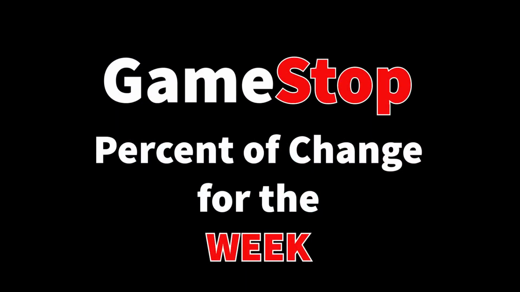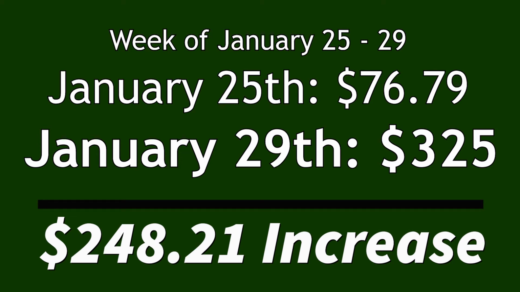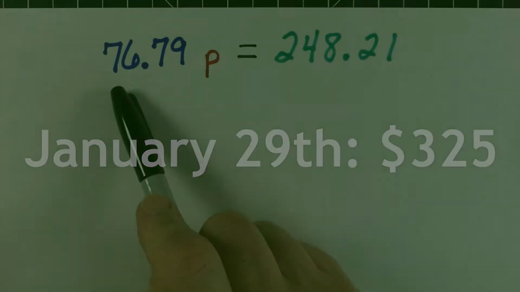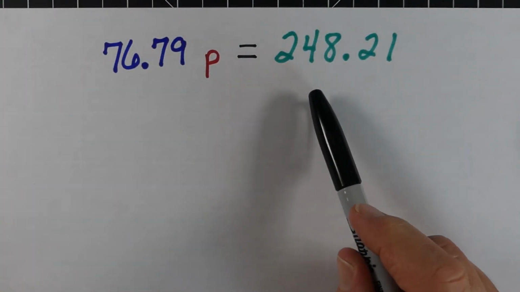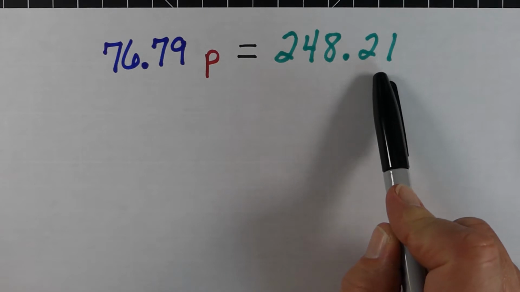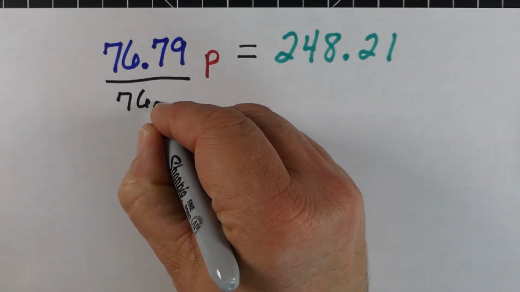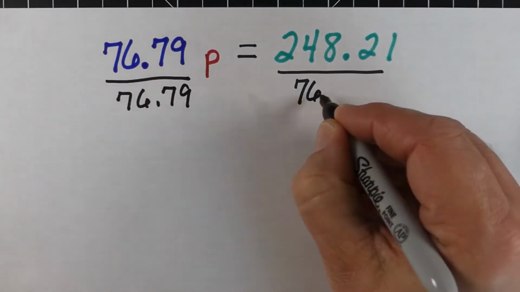So the next one is the change for a week. Now, the week of January 25th to 29th was a crazy week. And so you can see it went from $76.79 to $325. That's a $248.21 change. Again, we set it up with the $76.79 is our starting amount.